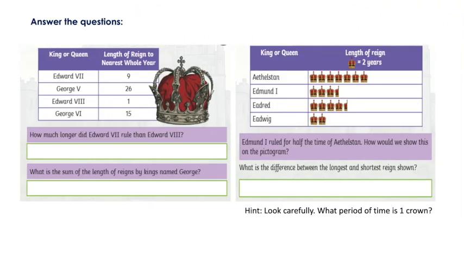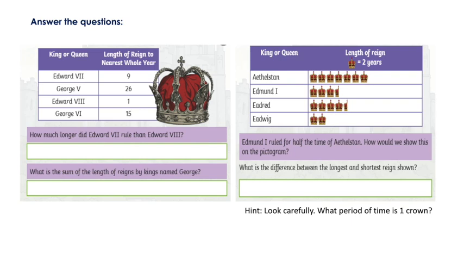Okay, let's look at this slide. There are two graphs on it and you need to answer the questions underneath. I'm going to focus on the second graph, the pictogram, and I want to draw your attention to what it says on top: length of reign, 1 crown equals 2 years, and that's really important information. It tells us that Aethelstan, who ruled for 7 crowns, ruled for 7 times 2 years. So that means we know that Aethelstan ruled for 14 years in total.